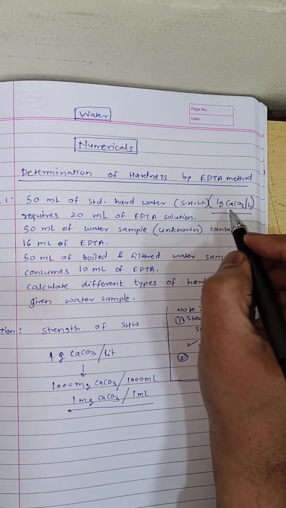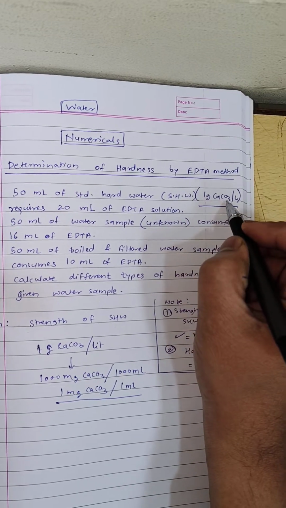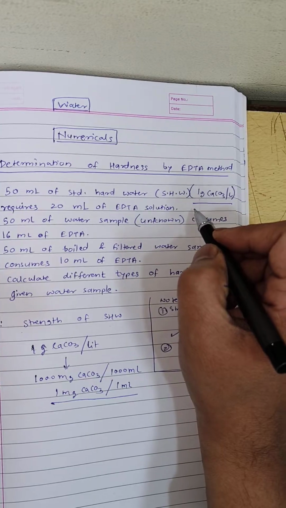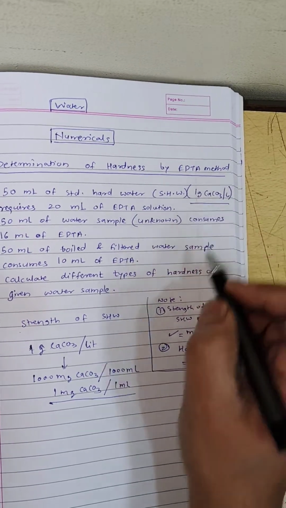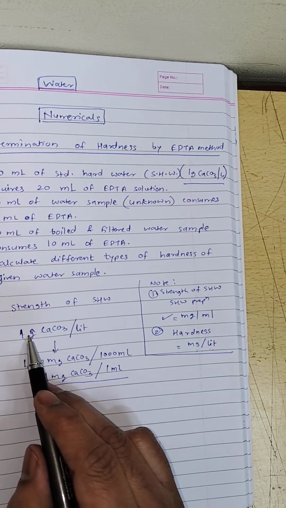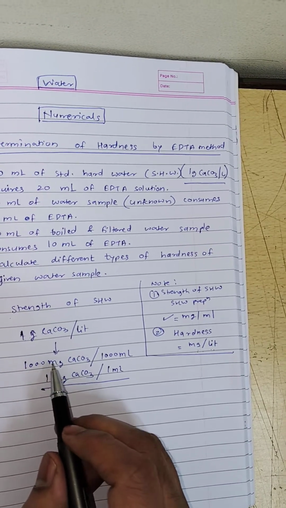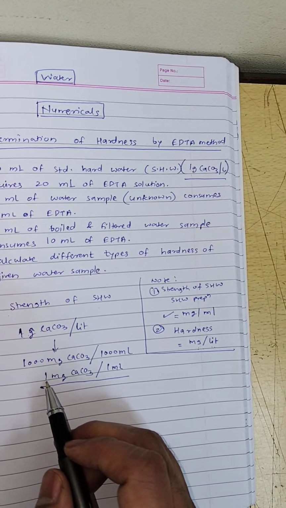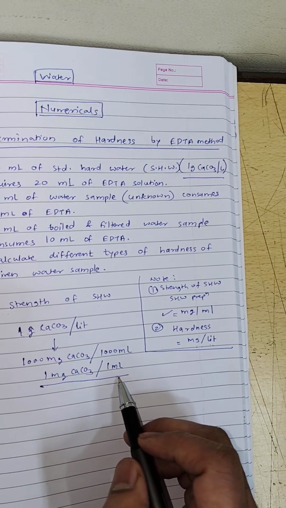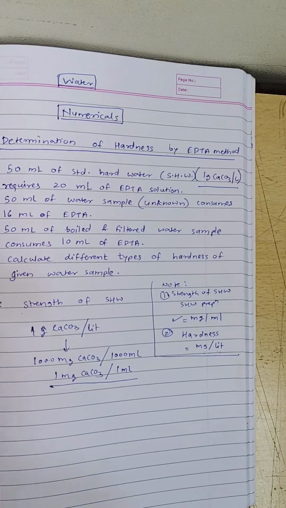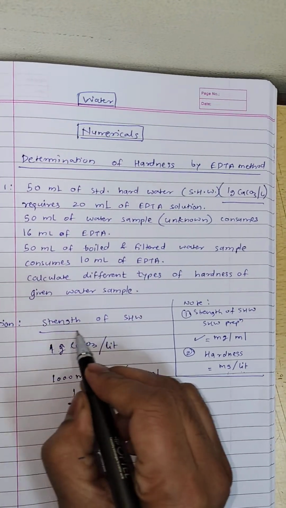Now if in the exam they have given 1.2 gram or 1.5 gram CaCO3 per liter instead of 1 gram, here you will write 1.2, then 1200, and then 1.2 milligram per 1 ml. That's it. Otherwise the whole process will remain the same. Now this is the first step.